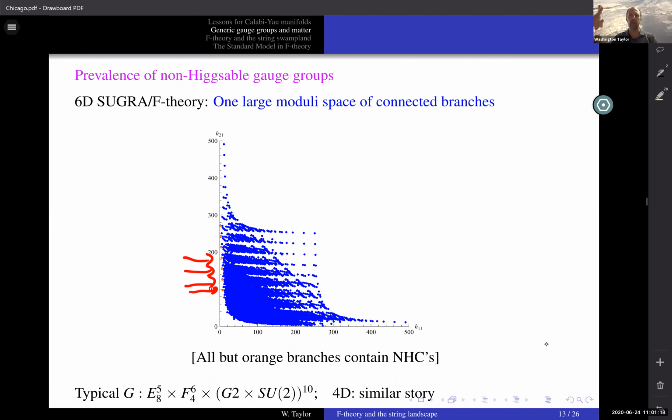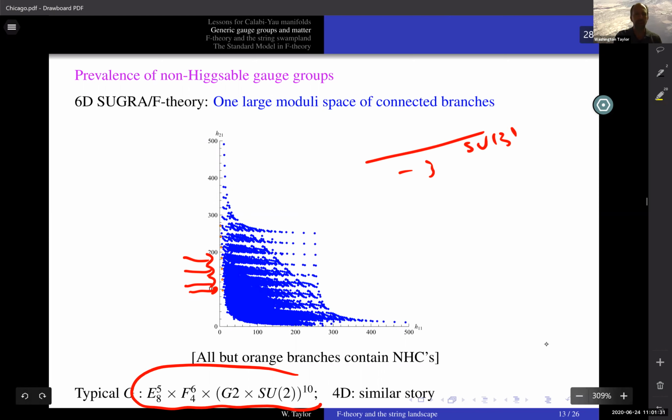As soon as you get up to the Hirzebruch surface F3, you have a -3 curve and you get an SU3. So basically, as you blow up points on the base, you generally get curves of negative self-intersection, which force gauge groups. So a typical gauge group will be something like E8 to some high power times F4 to a power, maybe some G2 cross SU2 factors.